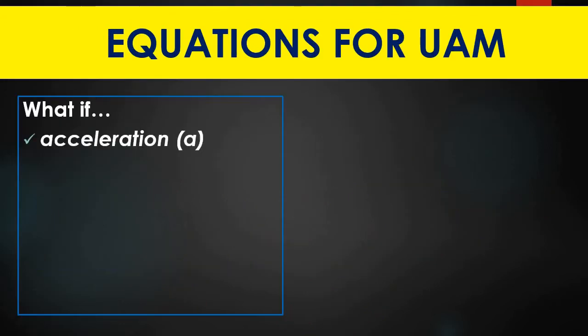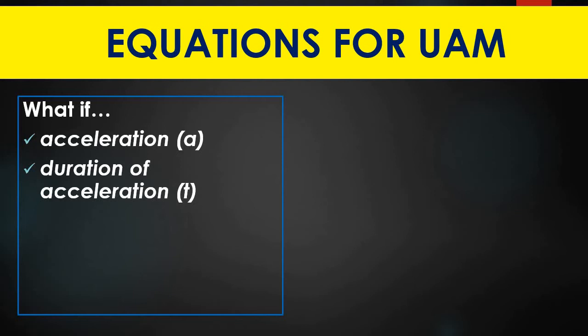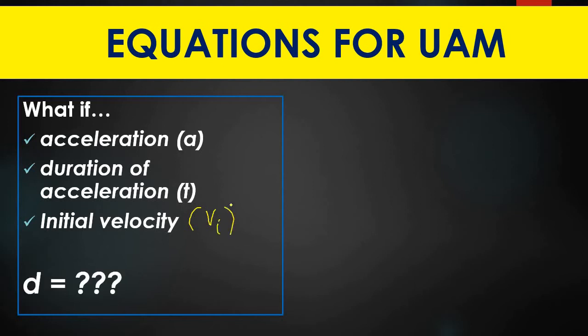What if acceleration is given and the duration of the acceleration is given, that's the time. Initial velocity is also given. So there are three givens: a, t, and this one is v sub i. We are looking for the displacement. Remember, earlier, it was constant velocity, no acceleration, so we could use d is equal to v times t. But for this one, there is acceleration.